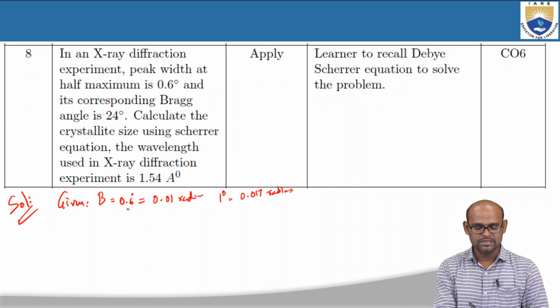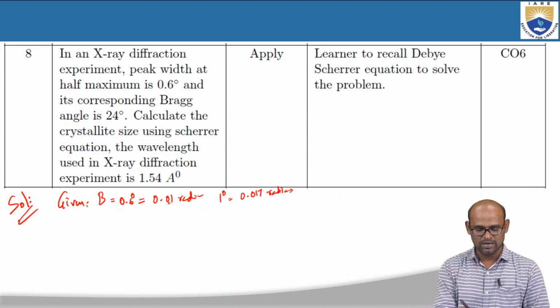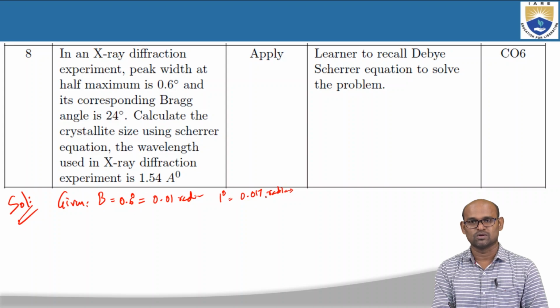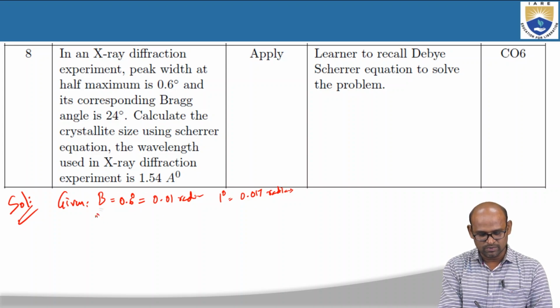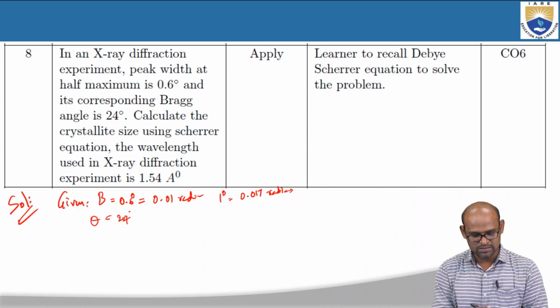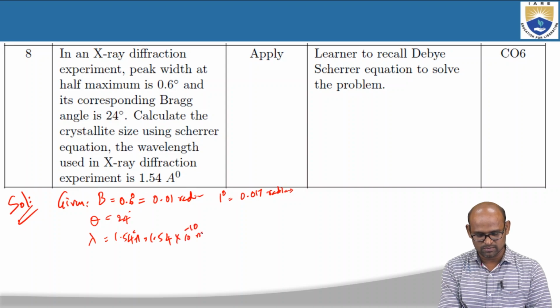Now I want to calculate how many radians 0.6 degrees is. So 0.6 degrees is 0.01 radians. Multiply 0.6 by 0.017, you will get 0.01. Then they have also given us the Bragg's angle, theta, which is 24 degrees, and the wavelength as 1.54 angstrom. So 1.54 into 10 power minus 10 meters.